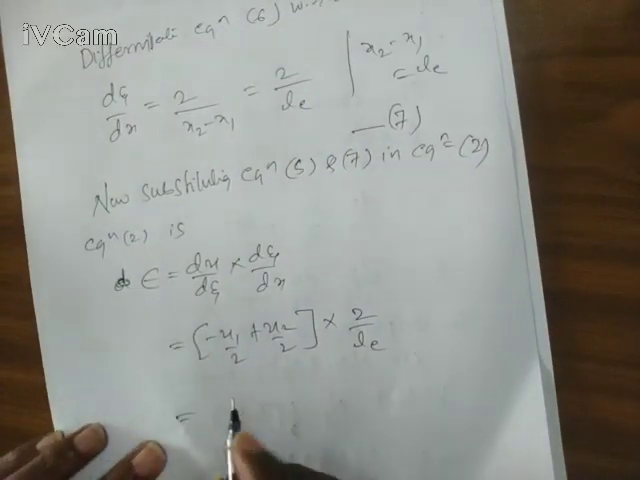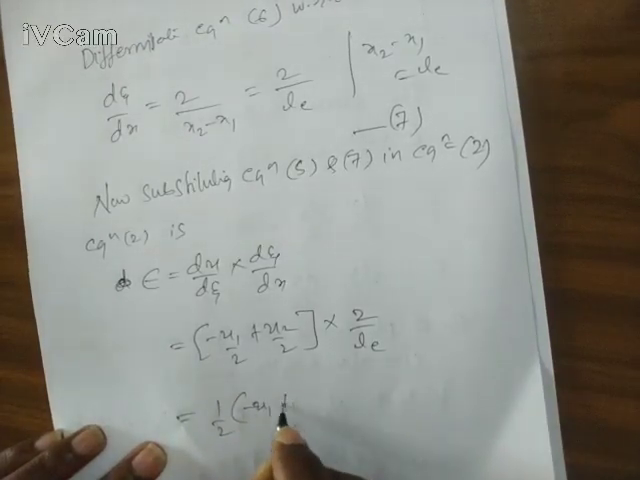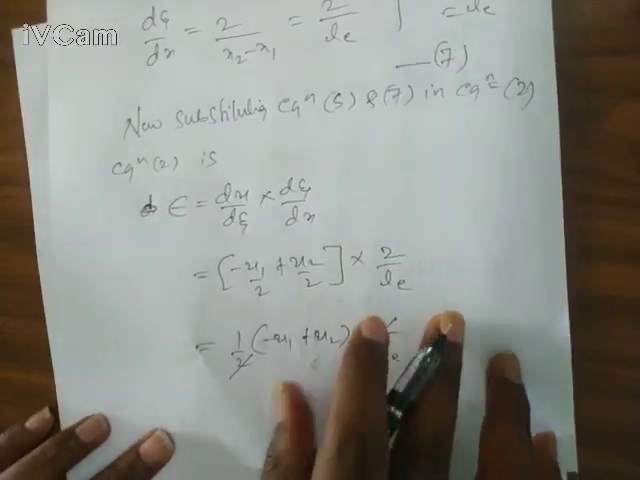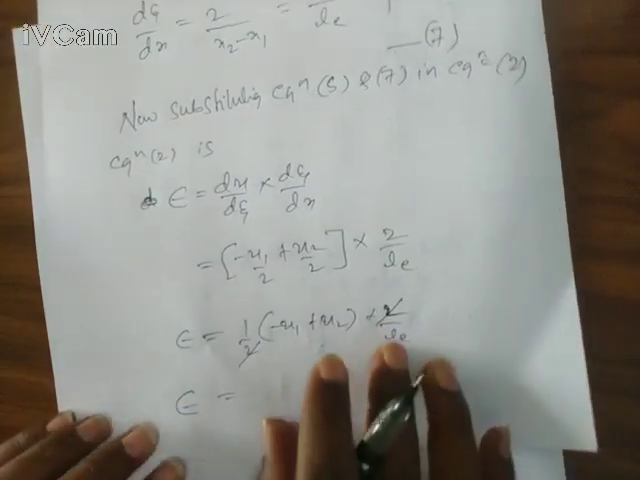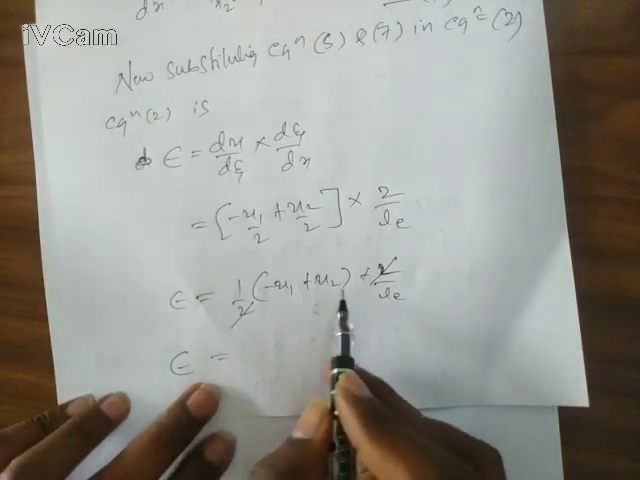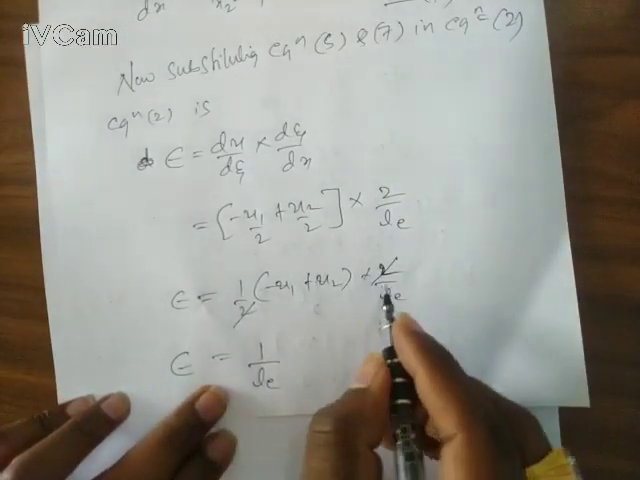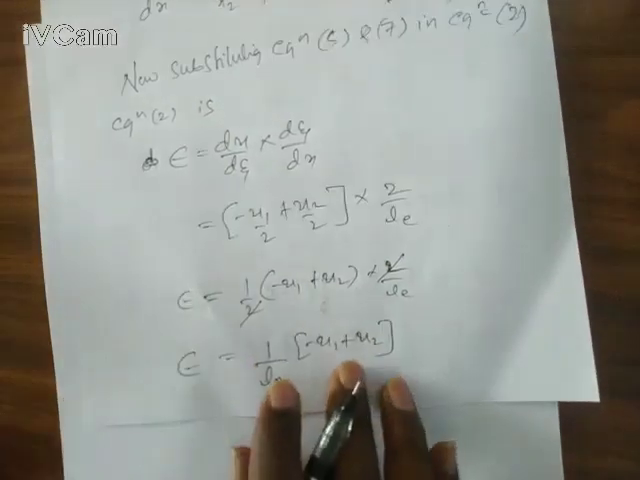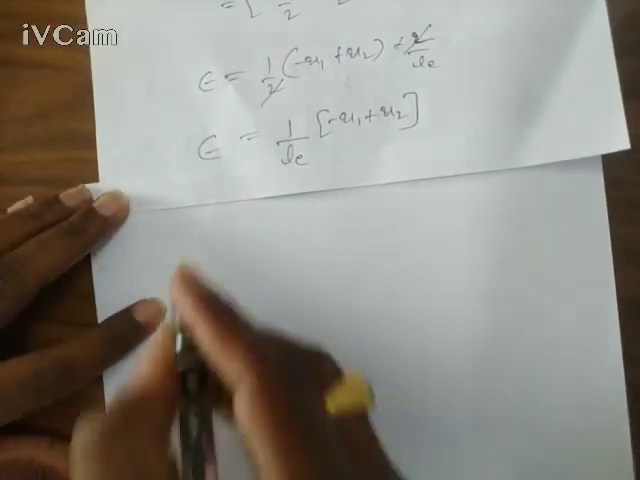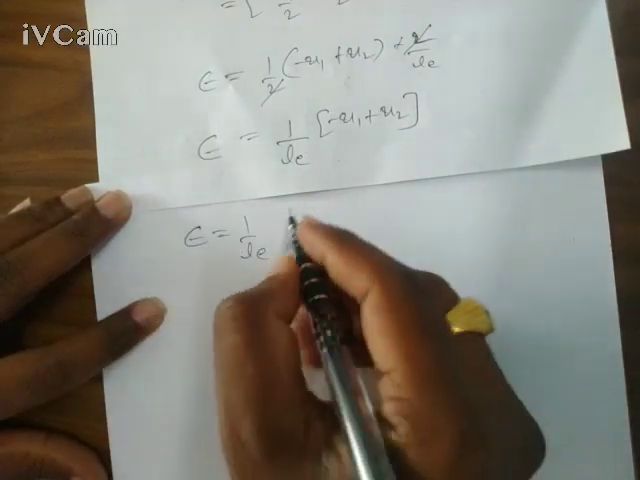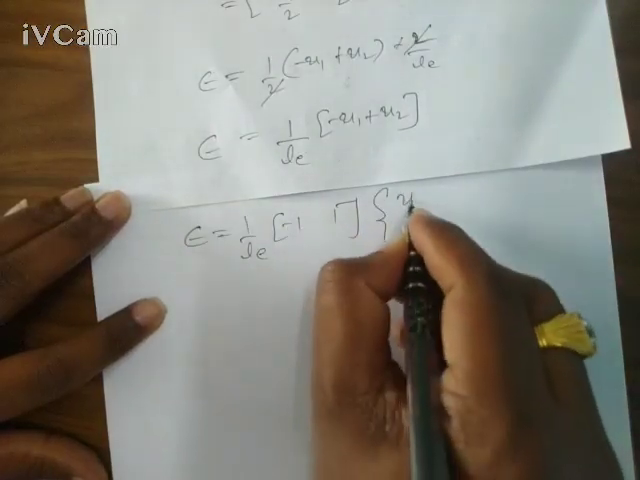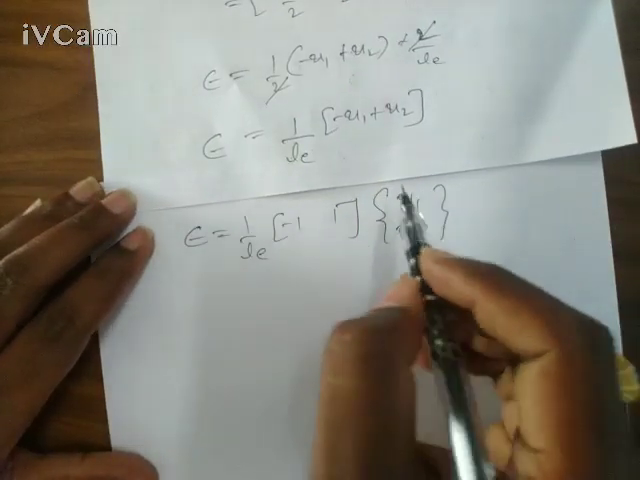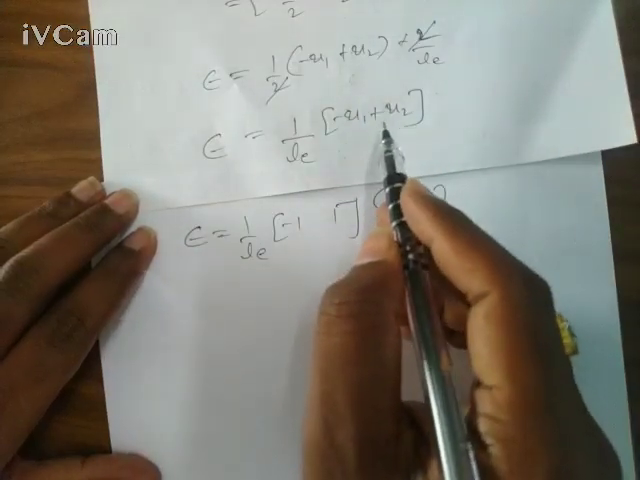Next I will take half as common: minus u1 plus u2 into 2 times Le, so this 2 goes away. Now this is strain. I have to express this equation in matrix form. So 1 by Le outside, then minus u1 plus u2. Strain is equal to 1 by Le times the row minus 1, plus 1, into the column u1, u2. If I multiply this row and this column, I get the original equation.